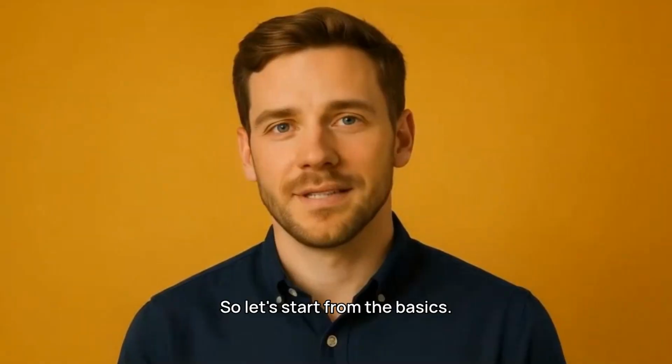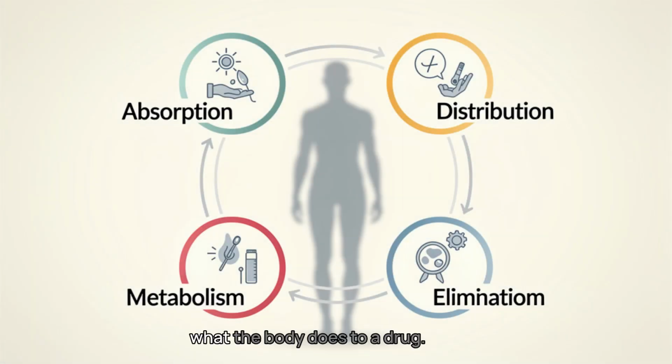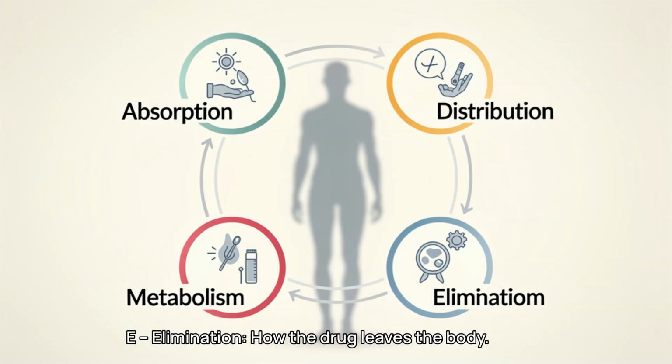So let's start from the basics. Pharmacokinetics means what the body does to a drug. It explains how fast a drug starts working, how strong its effect is, and how long it stays in the body. We summarize pharmacokinetics using 4 key steps, known as ADME. A. Absorption, how the drug enters the blood. D. Distribution, how the drug moves around the body. M. Metabolism, how the drug is chemically changed. E. Elimination, how the drug leaves the body. Everything we do in dosing is based on these 4 steps.